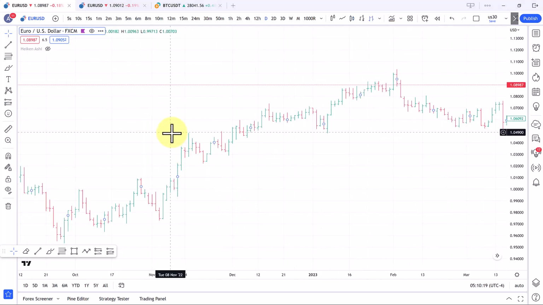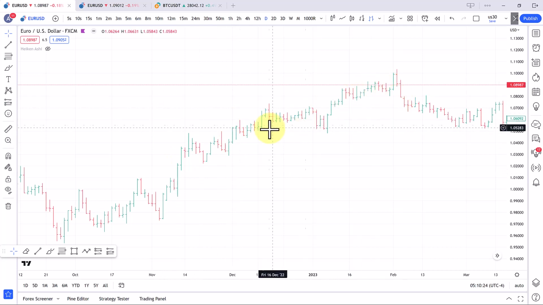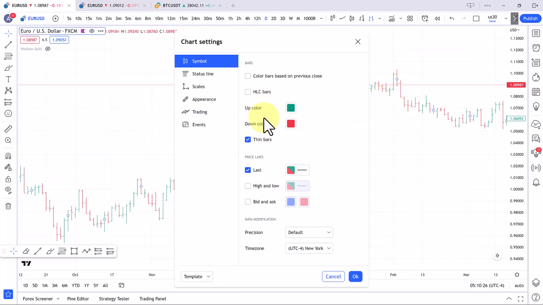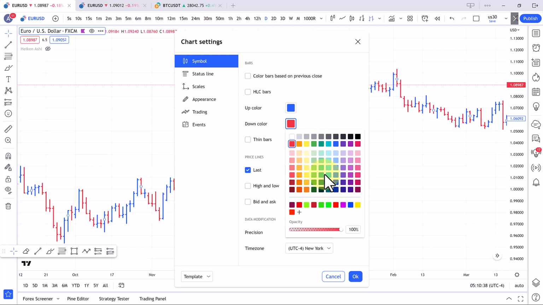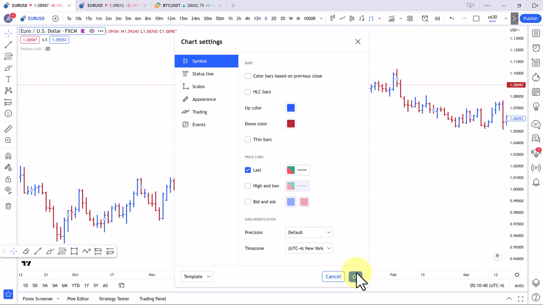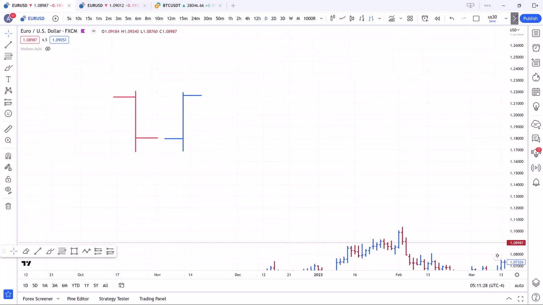First, let's fix the setting of these bar charts, because we can see these bars very accurately. Double click on them, and on thin bars you can change the color here as well. For example, a dark blue, it is good, and a dark red, it's more visible. So what is a bar chart? A bar chart's other name is OHLC chart, or open, high, low, close chart.